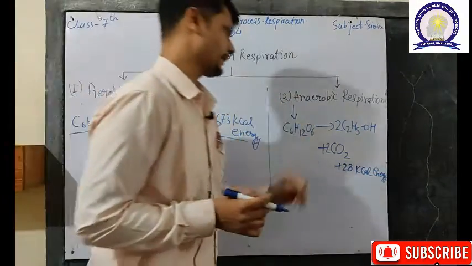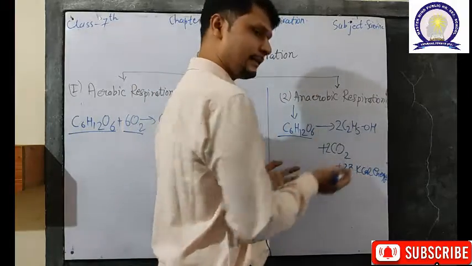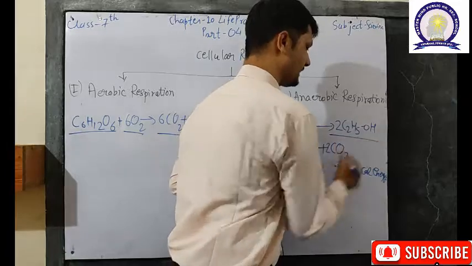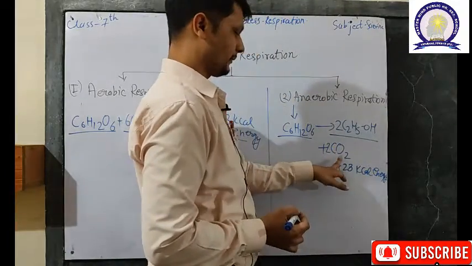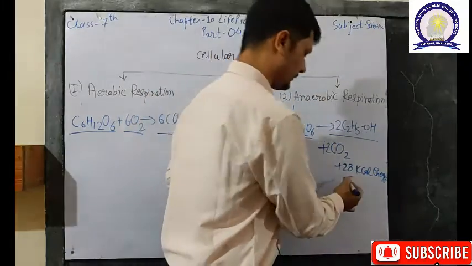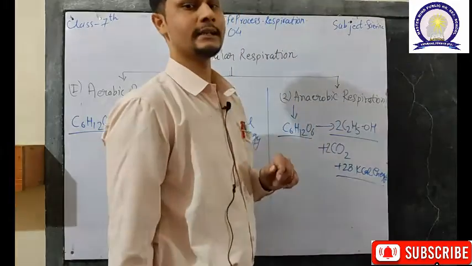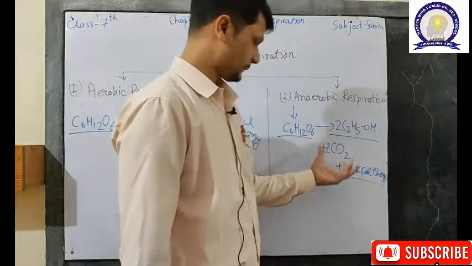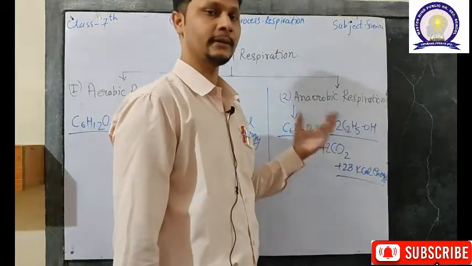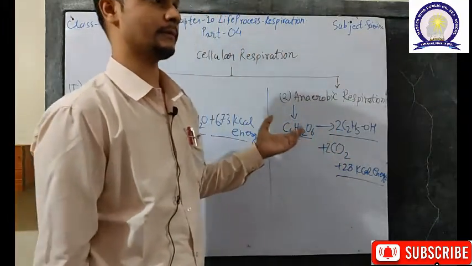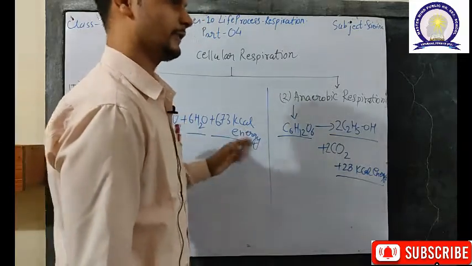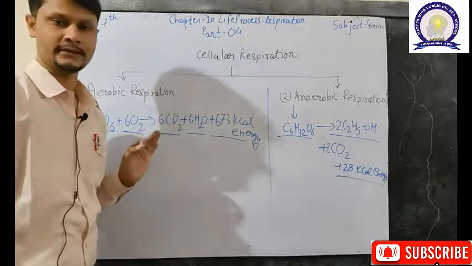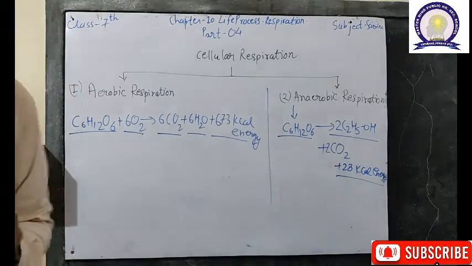Whereas in anaerobic respiration, glucose is incompletely oxidized in the absence of oxygen, leading to the formation of ethyl alcohol and some carbon dioxide, and also less energy compared to aerobic respiration, that is 28 kilocalories. This process of anaerobic respiration is sometimes called fermentation in some organisms. Now in the next section we will discuss the factors affecting the process of respiration in various organisms.